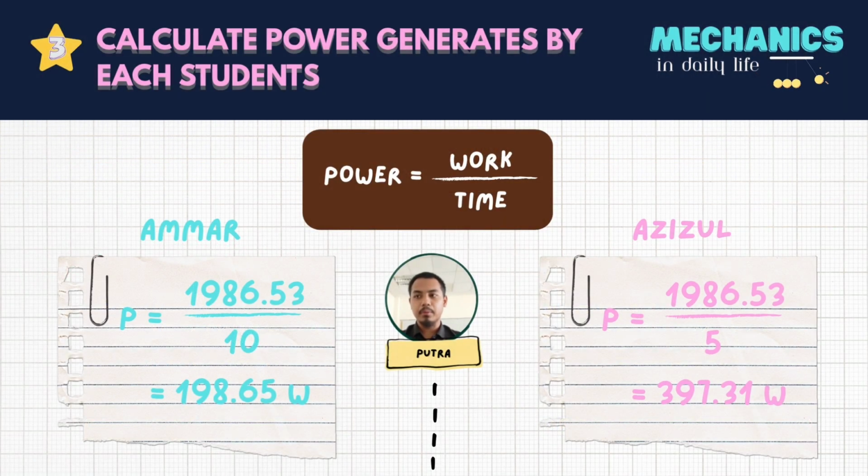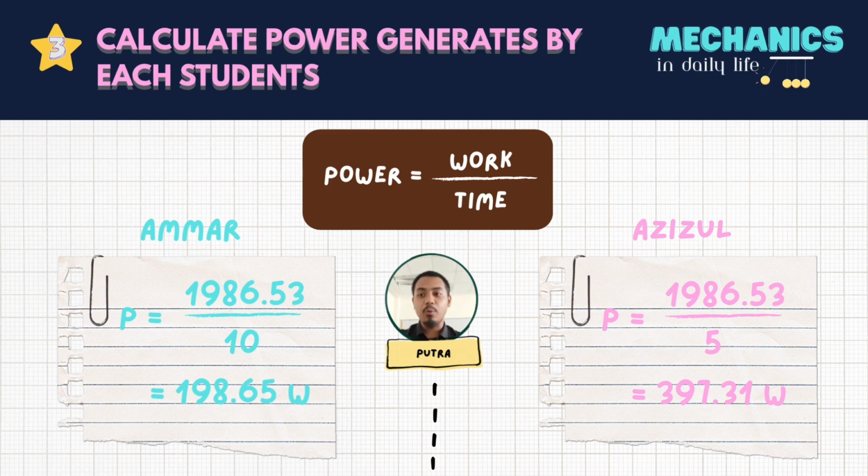Next, we calculate the power generated by each student while climbing the stairs. The formula used is power equals work divided by time. For Amar, the work done is 1986.53 joules and he takes 10 seconds to reach the top. Therefore, P equals 1986.53 divided by 10 and we will get 198.65 watts.